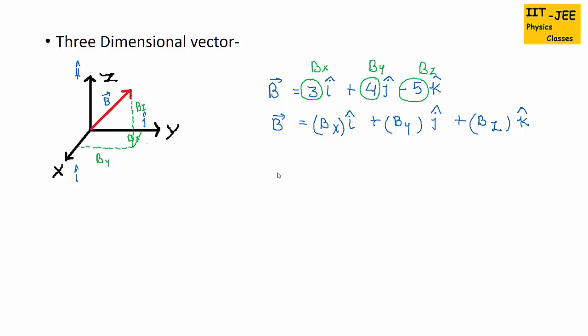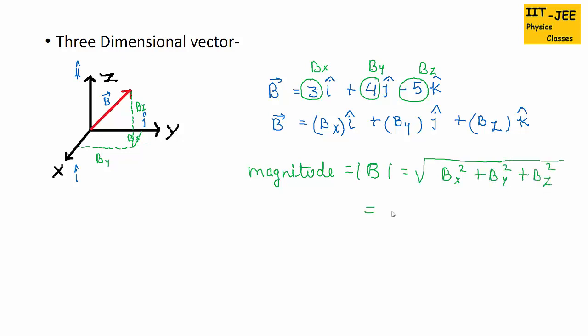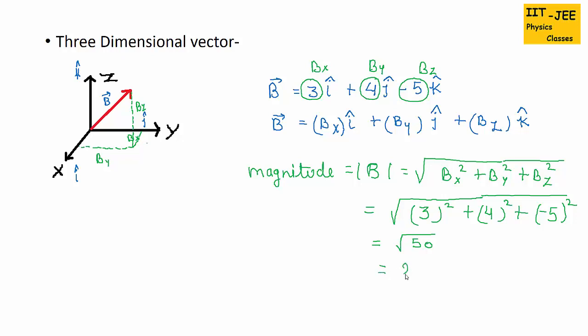Using these coefficients we can find the magnitude of vector B, which is called mod B, and it equals the square root of bx squared plus by squared plus bz squared. So it would be 3 squared plus 4 squared plus minus 5 squared. This will give us root 50, or 5 root 2. So this is the magnitude of vector B.